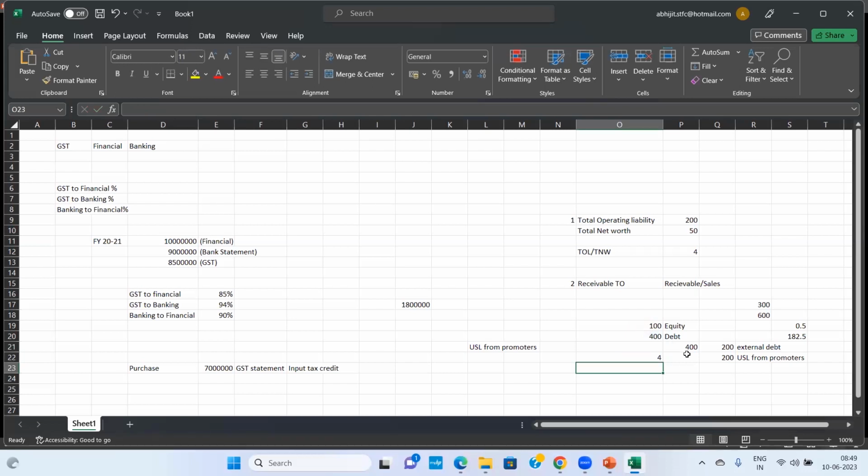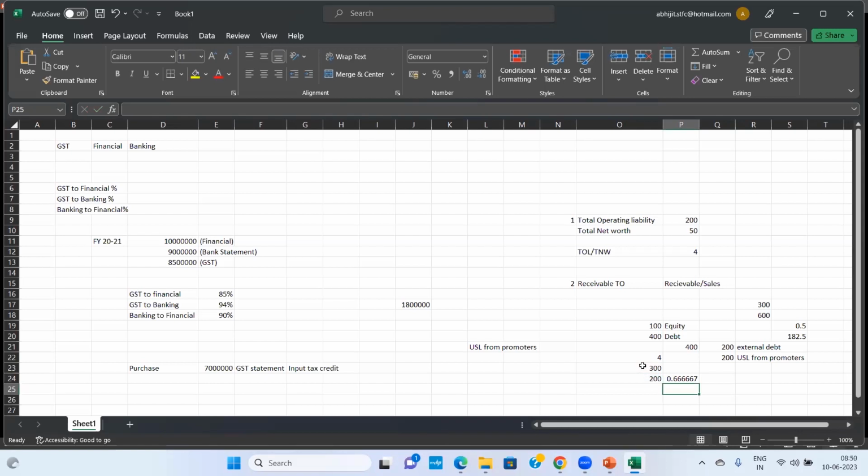But actually, is 400 my debt? This 200 is unsecured loan which is given by promoter for which he is not even taking any interest. So this I can consider in equity. So what is my total value of equity? My total value of equity is 100 plus 200 equals 300 and my debt is 200. Now you see what is your debt to equity. It's not even 1. Yeah, so only if they don't take interest.